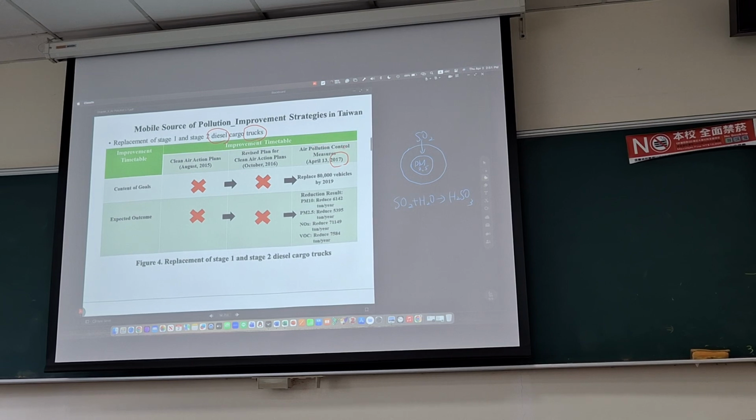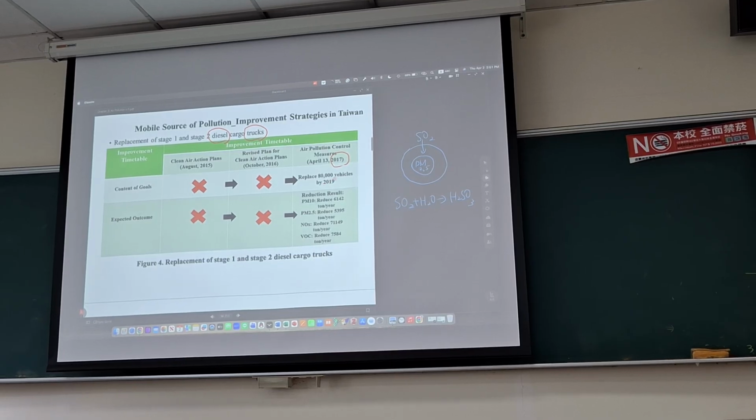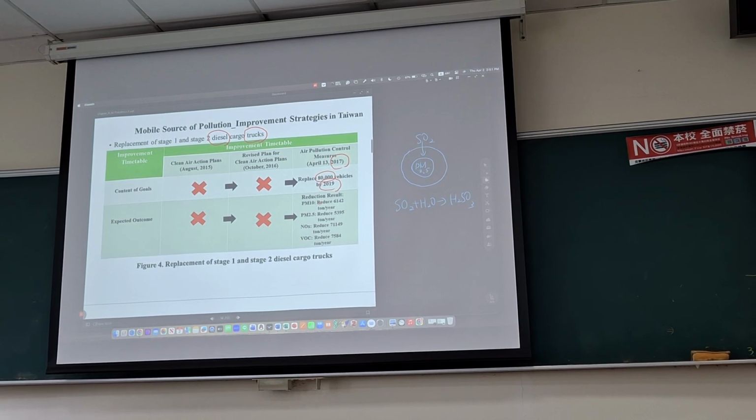However, in 2017, with the air pollution control, we asked the companies that run transportation businesses to replace 18,000 old vehicles. We asked them to replace, but not immediately. The Taiwanese government gave the transportation companies 2 years to replace 80,000 diesel vehicles.